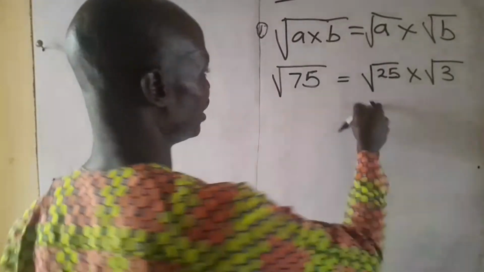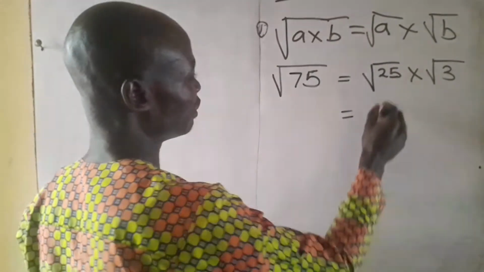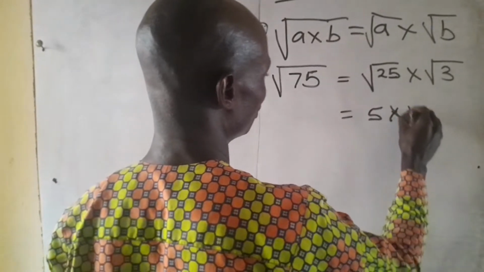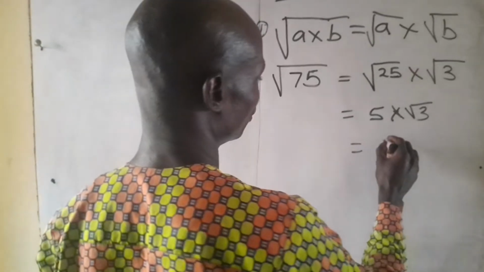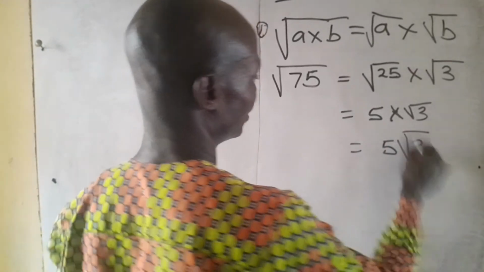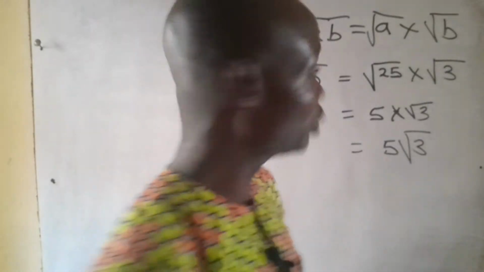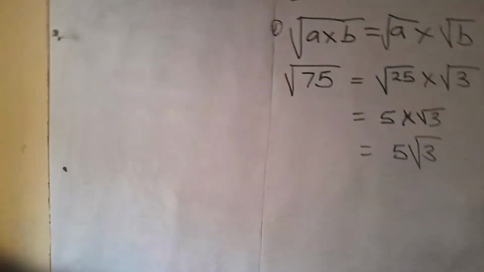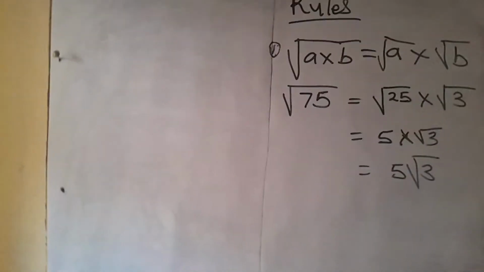Here I now have root 25. Root 25 is going to be 5, then multiplied by root 3, and that gives us 5 root 3. And that's how to solve it. So solving using these rules is very easy, and we won't be having any issues doing that. This is what we ought to know in solving problems like this.